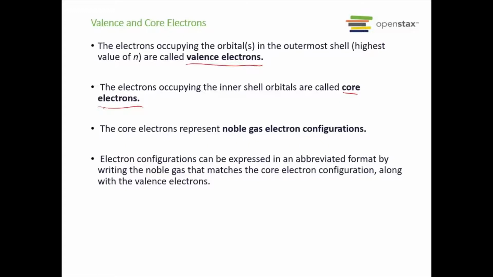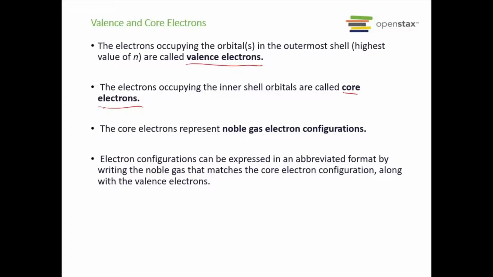So now these core electrons, these are full shells. And these represent noble gas electron configurations. So these are very close. These have the electron configuration of a noble gas, plus then you have those extra valence electrons now around it.